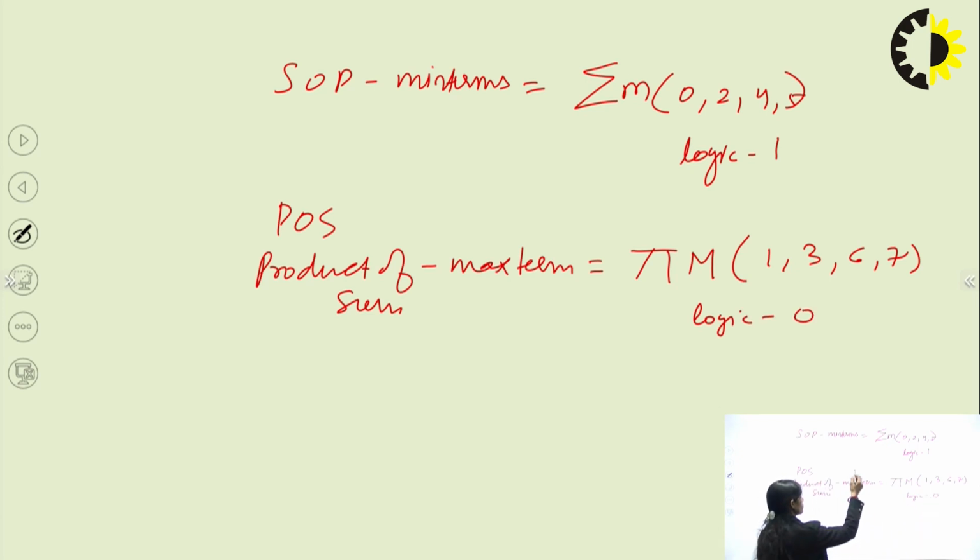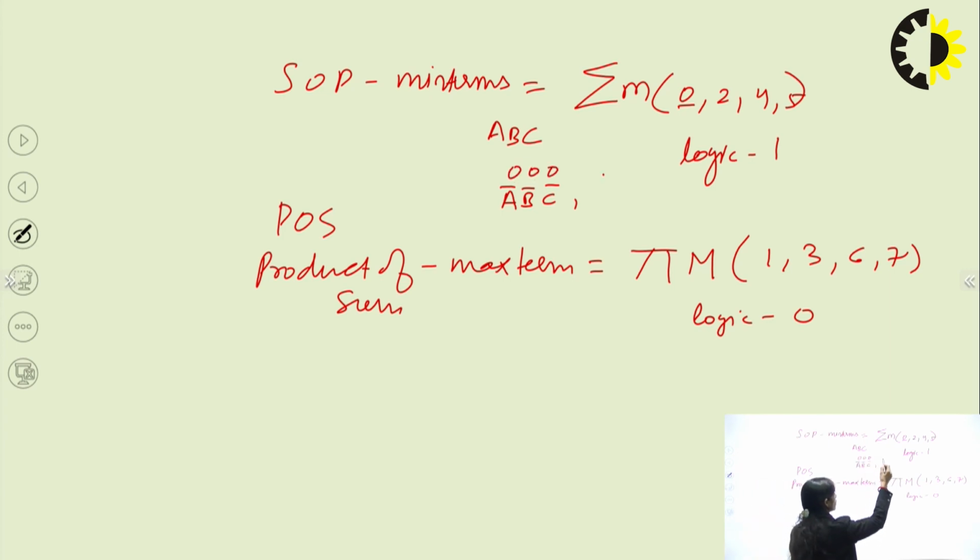Suppose this is 0 and it is a 3 variable function, then we can represent logic 0 as A bar, B bar, C bar. Now, 2 is represented as 0, 1, 0, that means A bar, B, C bar. So, this is the representation of sum of product.